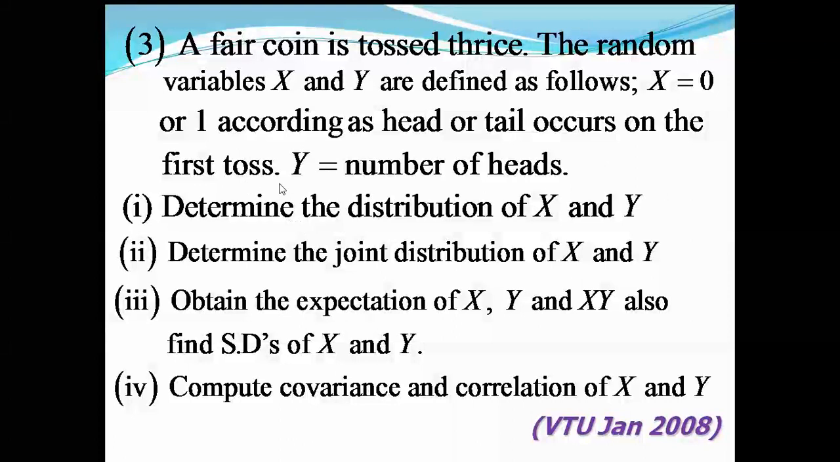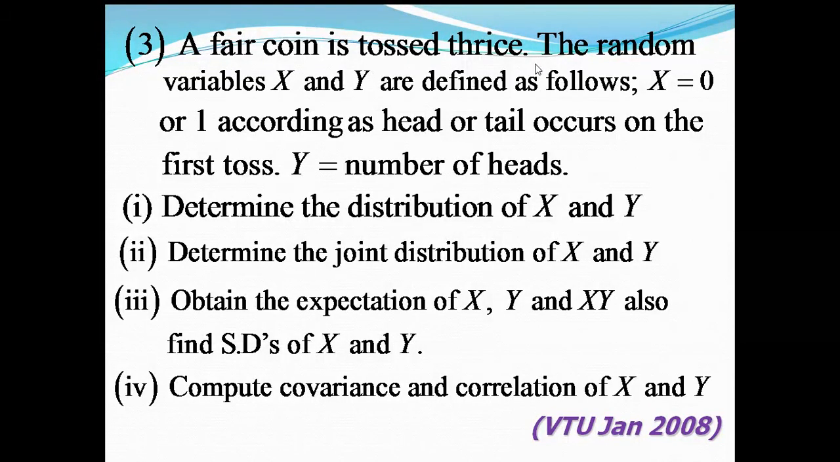Now we'll move on to the second problem. A fair coin is tossed thrice. The random variables x and y are defined as follows: x is equal to 0 or 1, according as head or tail occurs on the first toss.